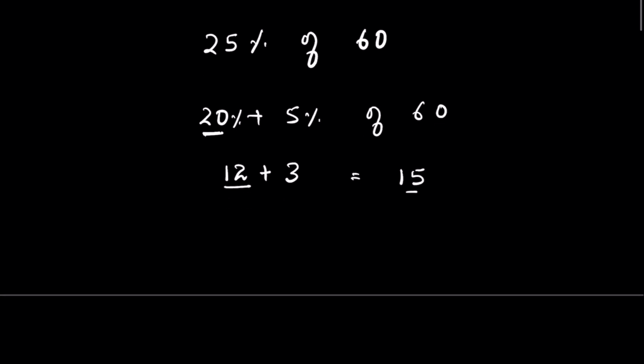Let's calculate whether it is right or not. 25 into 60 upon 100. 25 times 4 is 100 and 4 times 15 is 60. So your answer is 15.